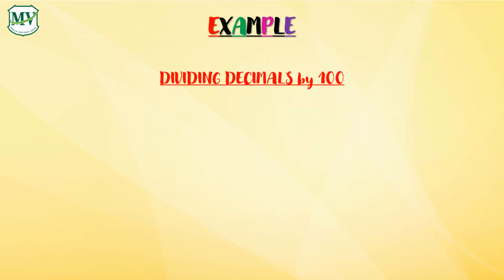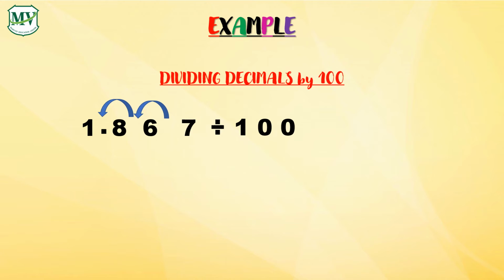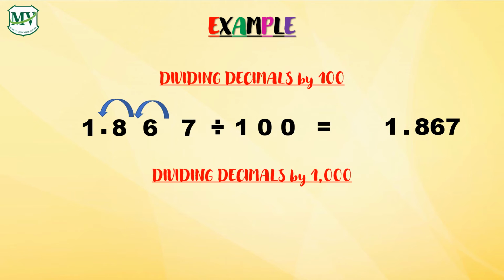Look at our first given. We have 186 and 7/10 divided by 100. Same like dividing by 10, we count the number of zeros in the factor. Since 100 has two zeros, we move the decimal point to the left twice, like this. So our answer will be 1 and 867 thousandths. Pretty easy.